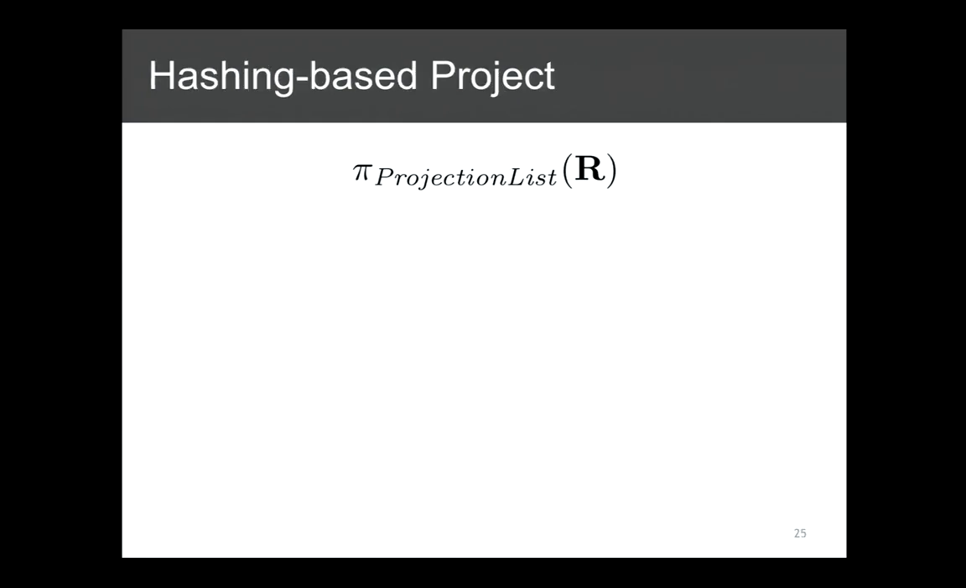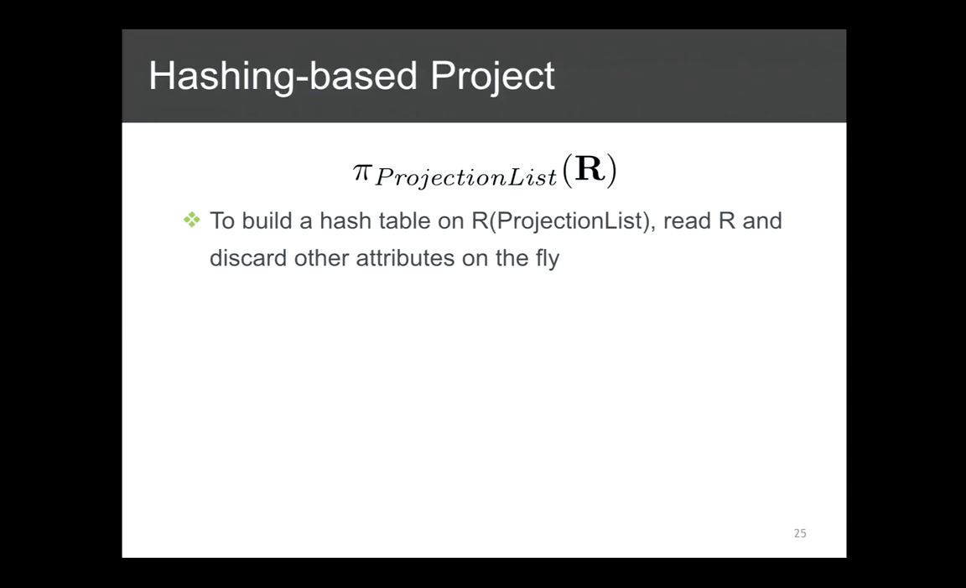If you don't account for how you're paging stuff out to secondary storage, you will end up doing a lot of random IOs. You will thrash. And so your implementation will be super slow. So the goal of hashing-based project is to avoid that sort of situation where you're doing a lot of thrashing. OK, so how does this work? We again read R, discard the other attributes as you keep reading the pages into memory, and then see if you can fit the subset, the table T, which contains only the attributes in the projection list, entirely into memory.